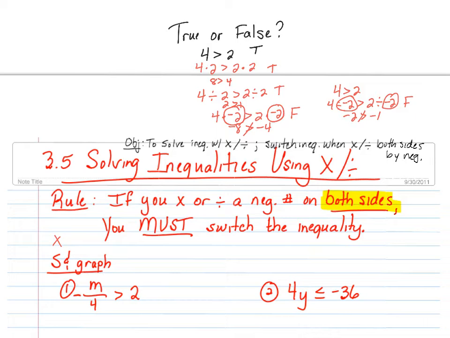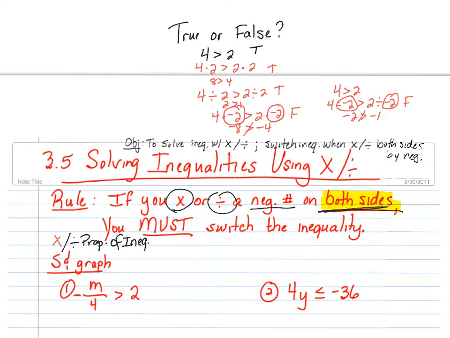and these are our multiplication and division properties of inequalities. Okay, the only difference is if you multiply or divide by a negative on both sides, you must switch the inequality to make it true.